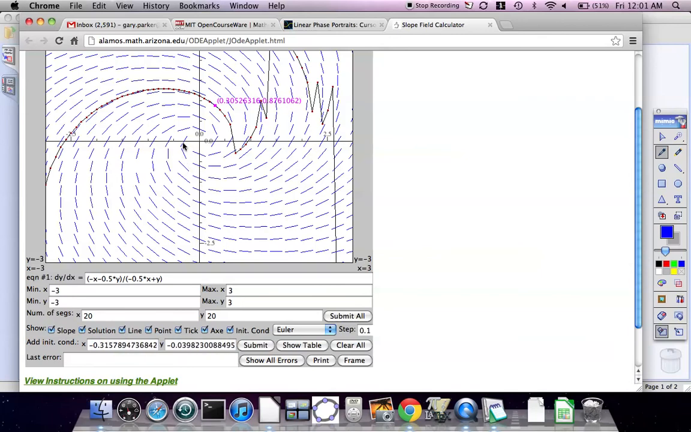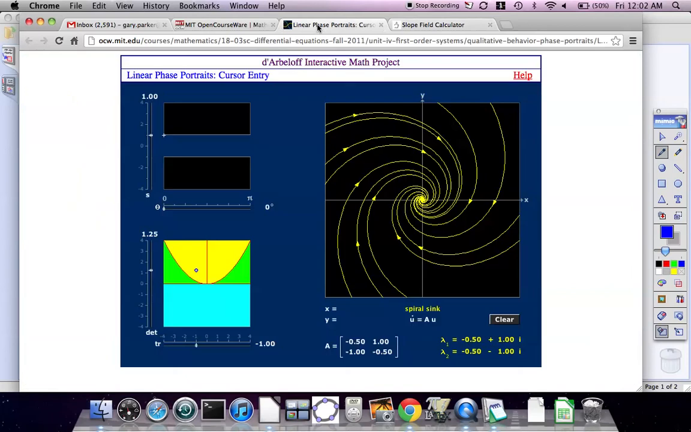And again, the Euler's method kind of loses track of things pretty quick. You can play with the step size on the Euler method. You can give it initial condition manually instead of pointing to it here. So you get a couple options for that. But for a lot of these, the Euler's method just doesn't work too well. But we can see the general trend of this spiraling solution and the solution curves here.